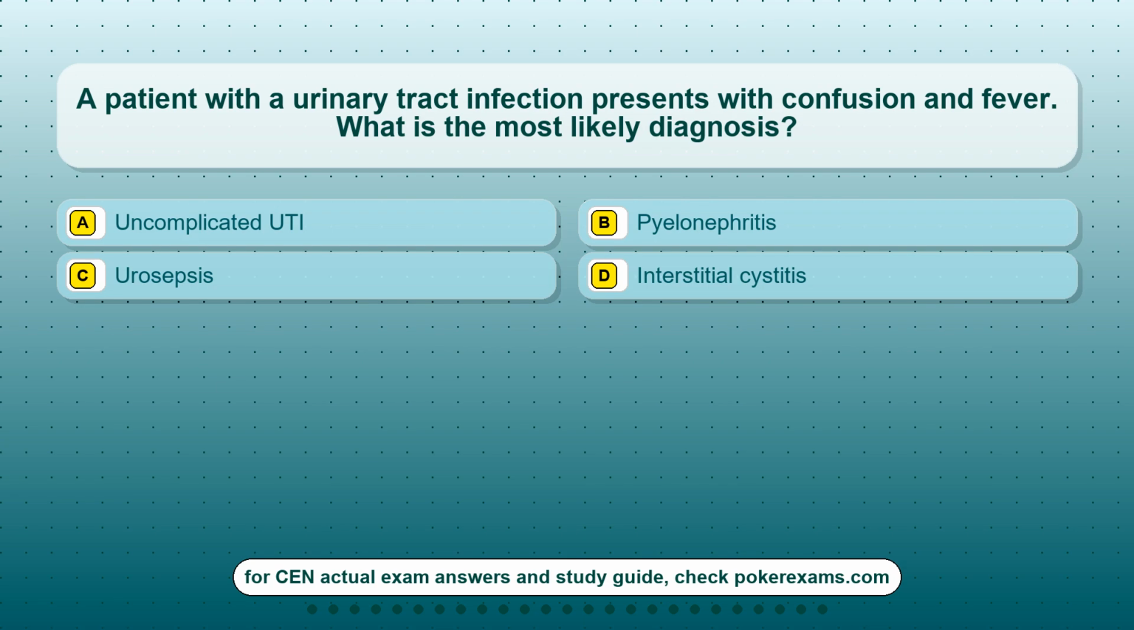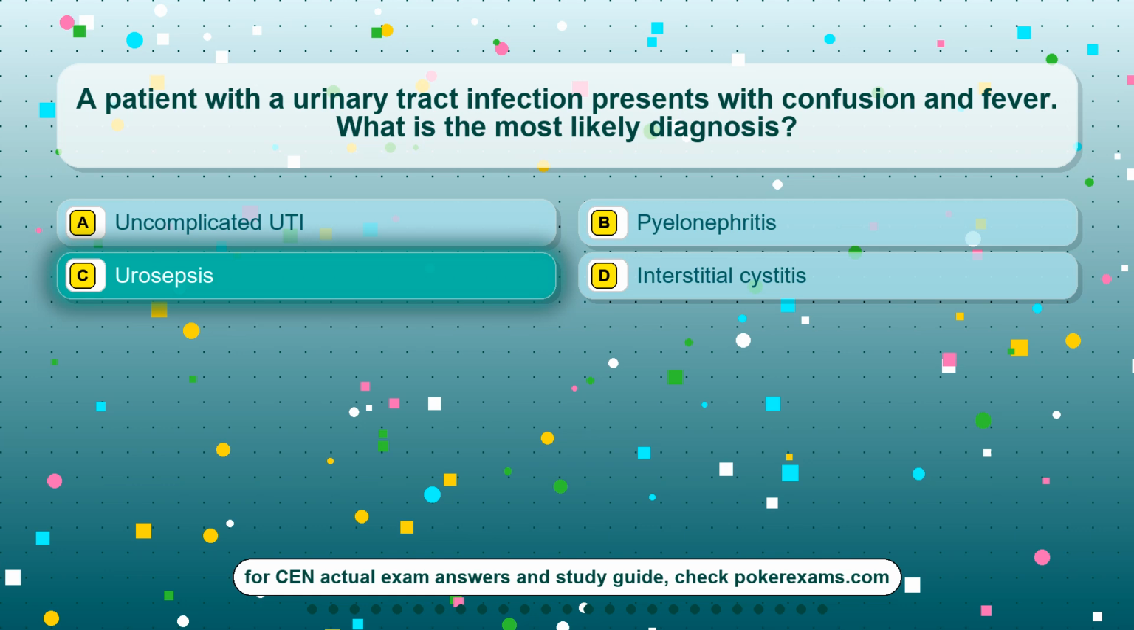Question 4. A patient with a urinary tract infection presents with confusion and fever. What is the most likely diagnosis? Option A, uncomplicated UTI. Option B, pyelonephritis. Option C, urosepsis. Option D, interstitial cystitis.